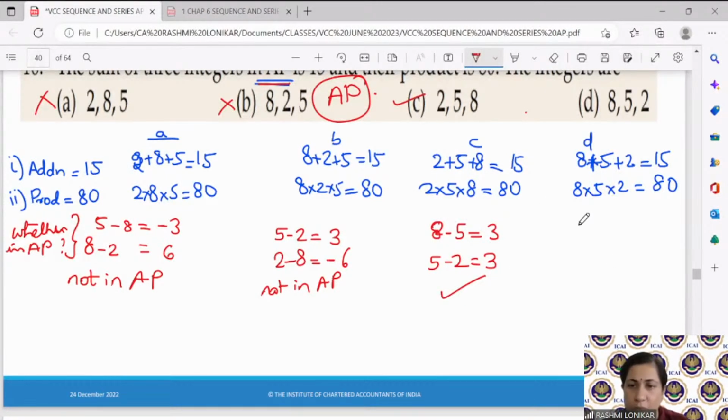Let me check the last one. Third term minus second term, 2 minus 5, is minus 3. And second term minus first term, 5 minus 8, is also minus 3. So this is also an AP. So both C and D are correct answers because they are both in AP, and the addition of the 3 terms is 15 and the product is 80. So in this sum you have to be careful that both are in AP.